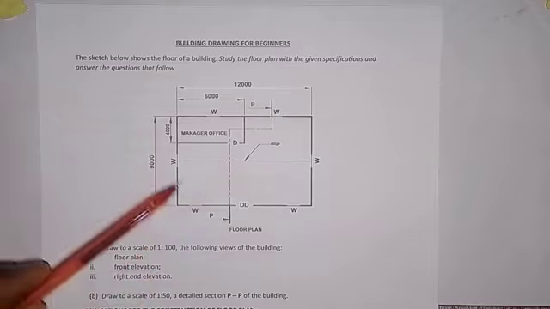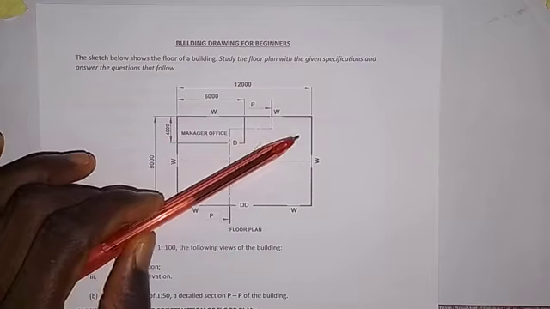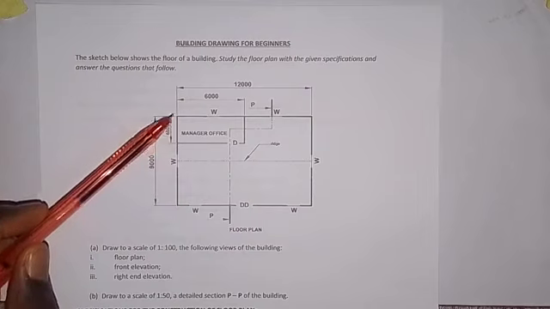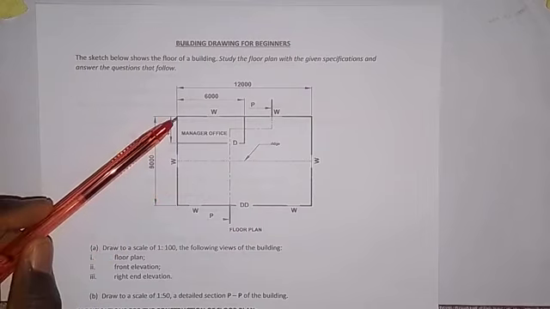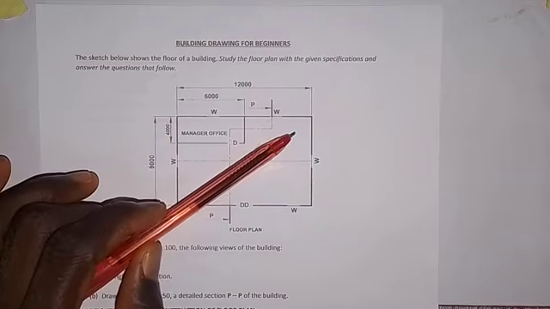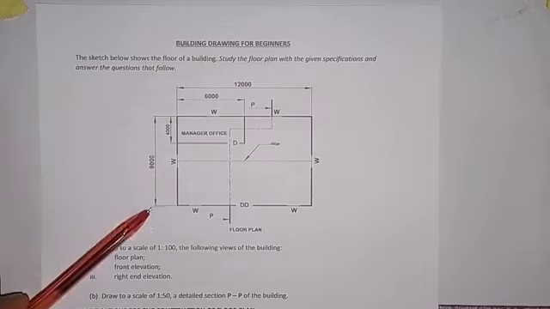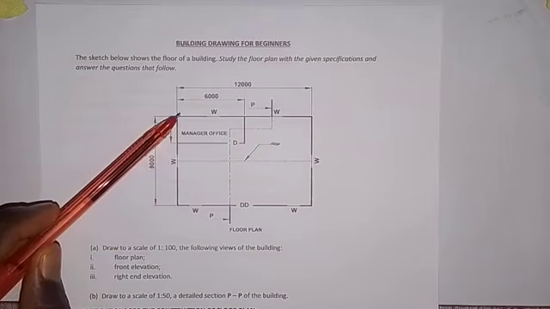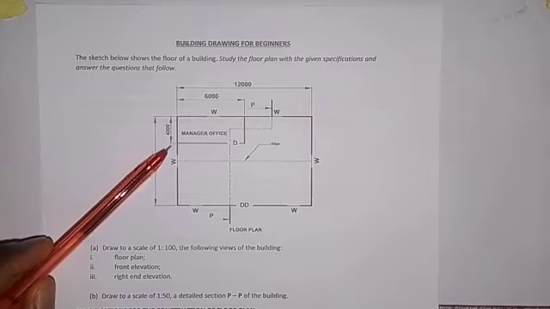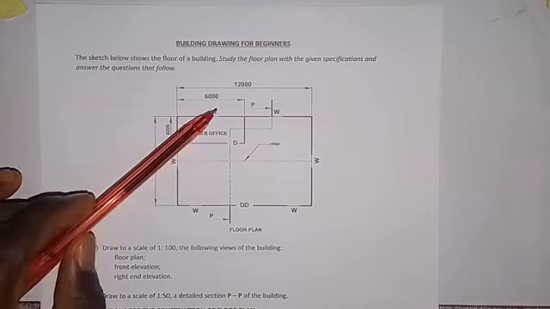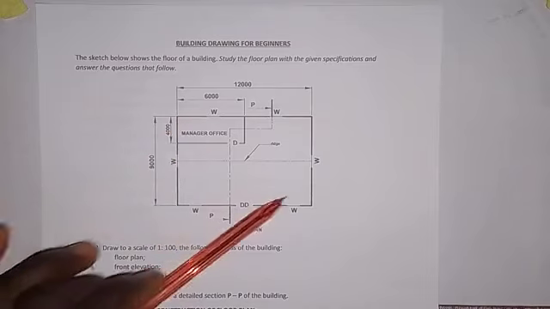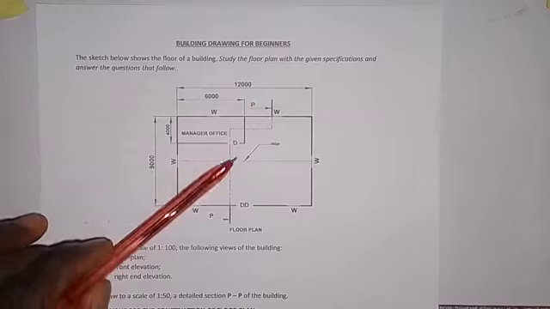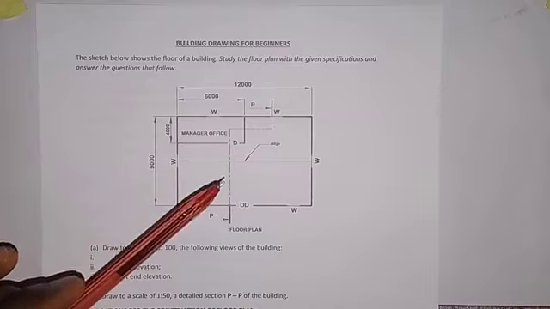Now, if you look at this floor plan that we have here, we have it in form of a rectangle, and we have 2 rectangles. For the bigger one, we have the length to be 12,000. Then its width is 9,000. Then for the smaller one, which is the manager office here, we have its length to be 6,000 and its width is 4,000. Then the W's that we have here on the floor plan represent the windows in the building, while the D's represent the doors.